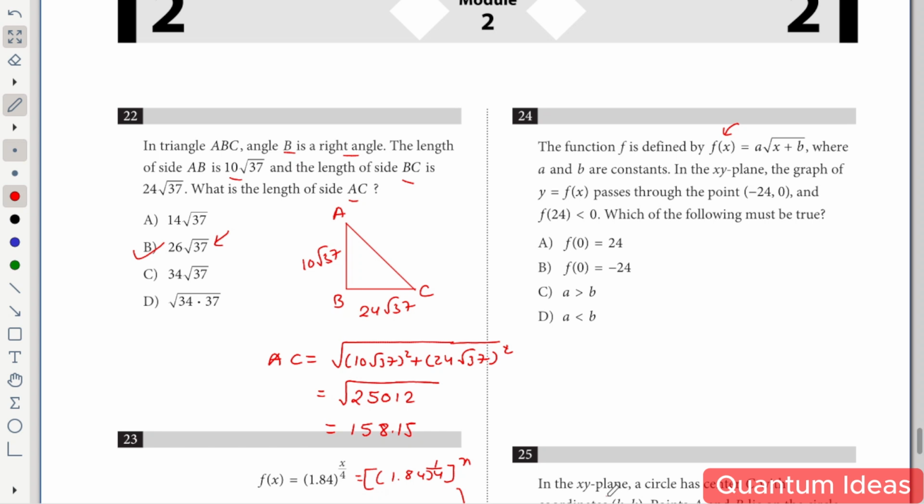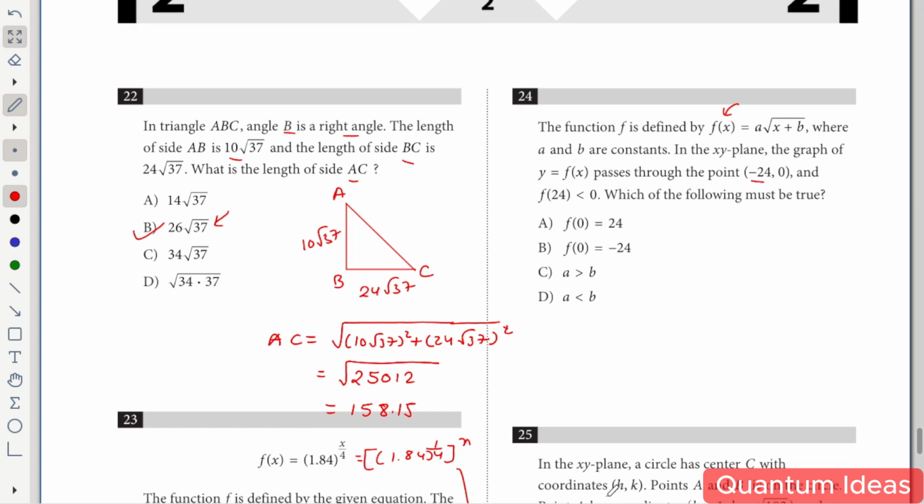In the xy plane, the graph of y equals f(x) passes through this point, and f of 24 is less than 0. Which of the following must be true? Okay, I think we don't know a and b, so we have to use this condition. So first of all, let me plug this into this.